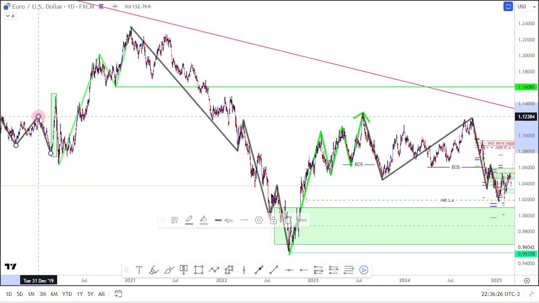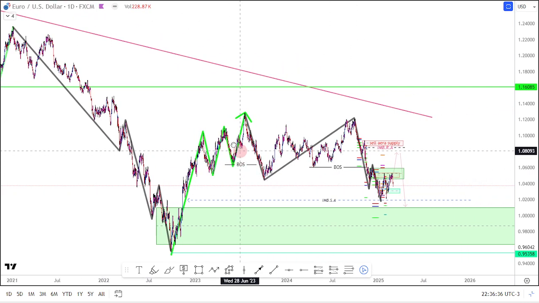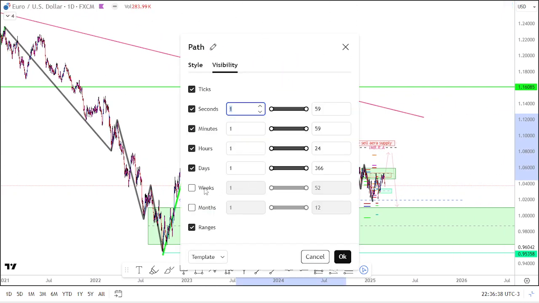In case you want to do this, this is how you do it. You don't want your lines to show on the other chart. You just go to visibility, double click and go to visibility. And I think I've already cleared everything.